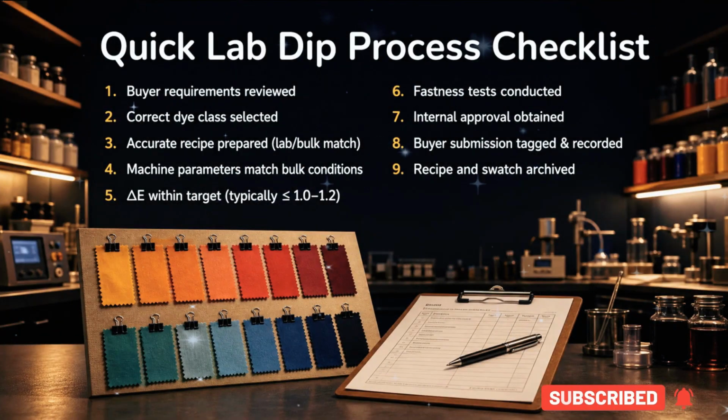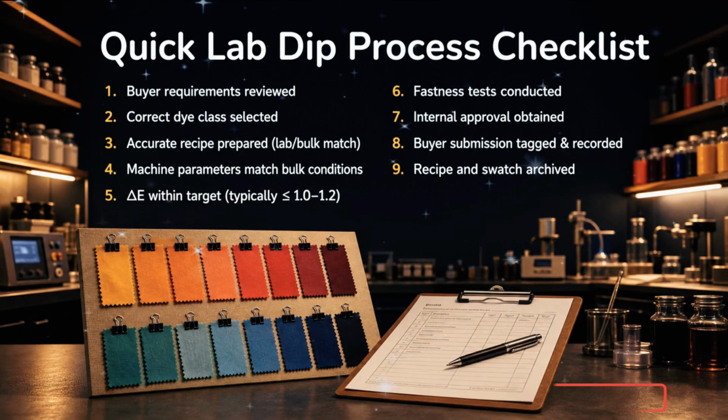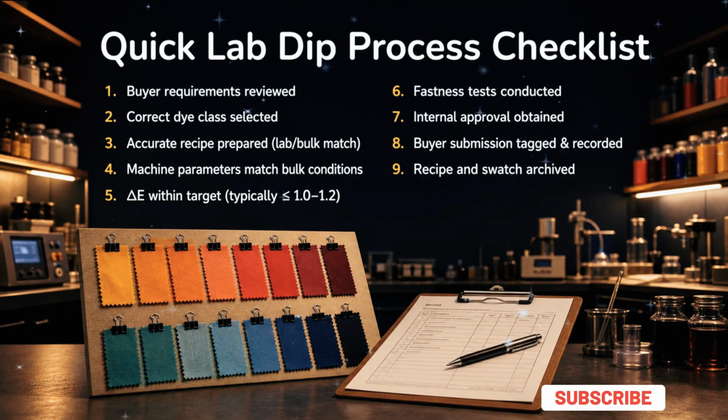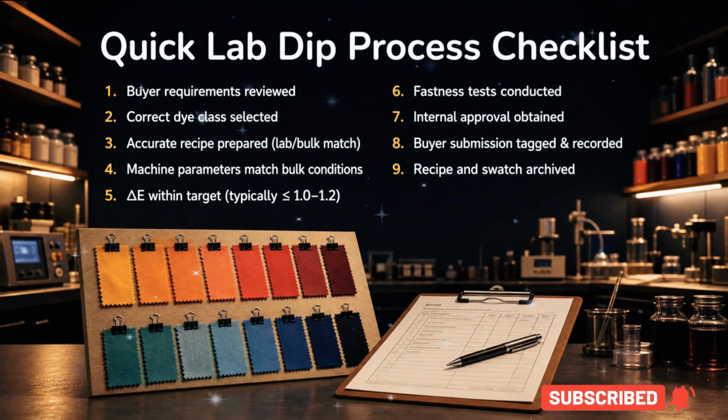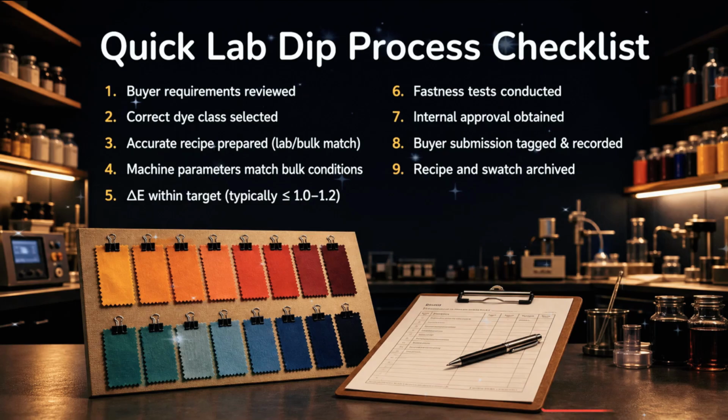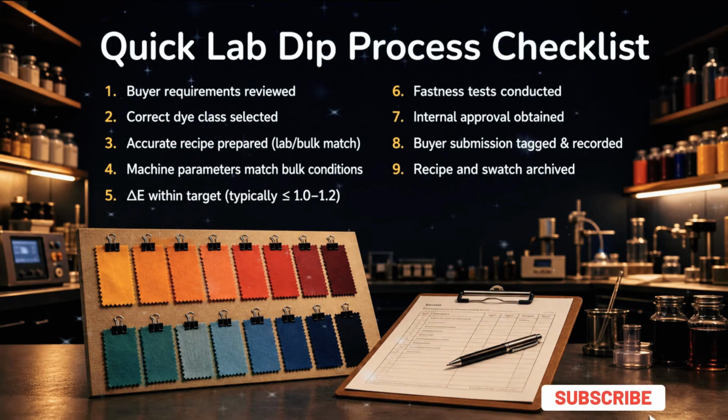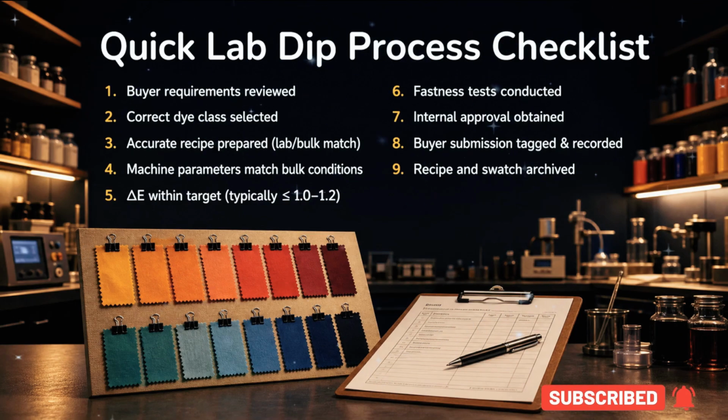Here is a quick LabDip process checklist. Review requirements, select the correct dye class, prepare an accurate recipe, match machine parameters to bulk, achieve a delta E within target, conduct fastness tests, obtain internal approval, tag and record buyer submission, and archive the recipe and swatch.